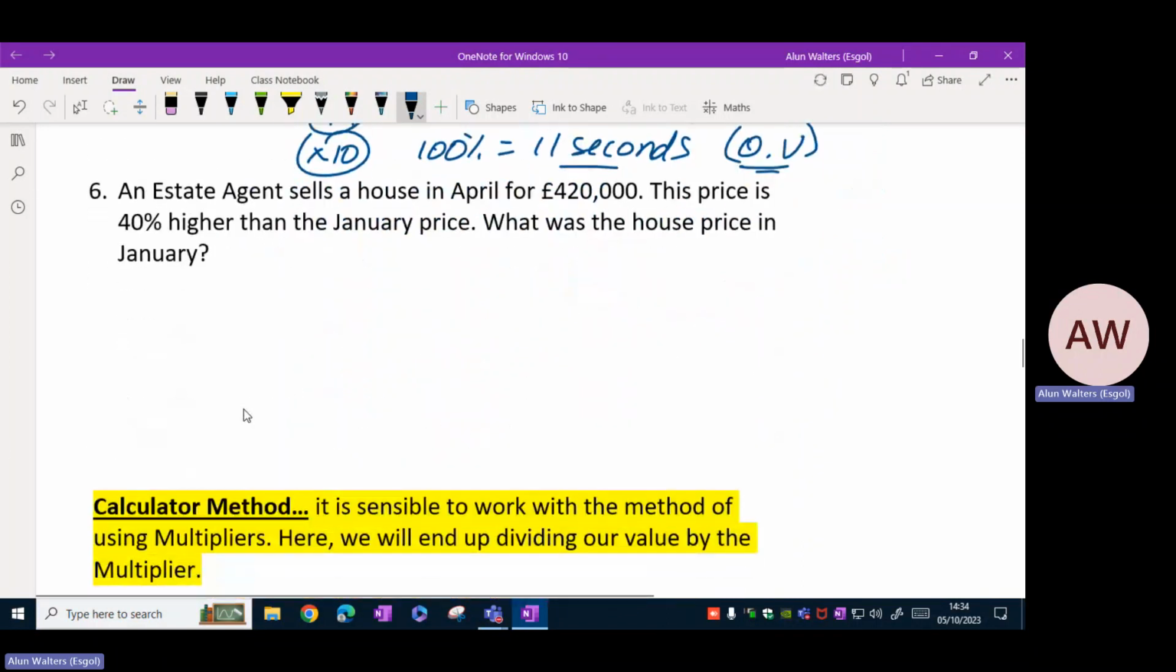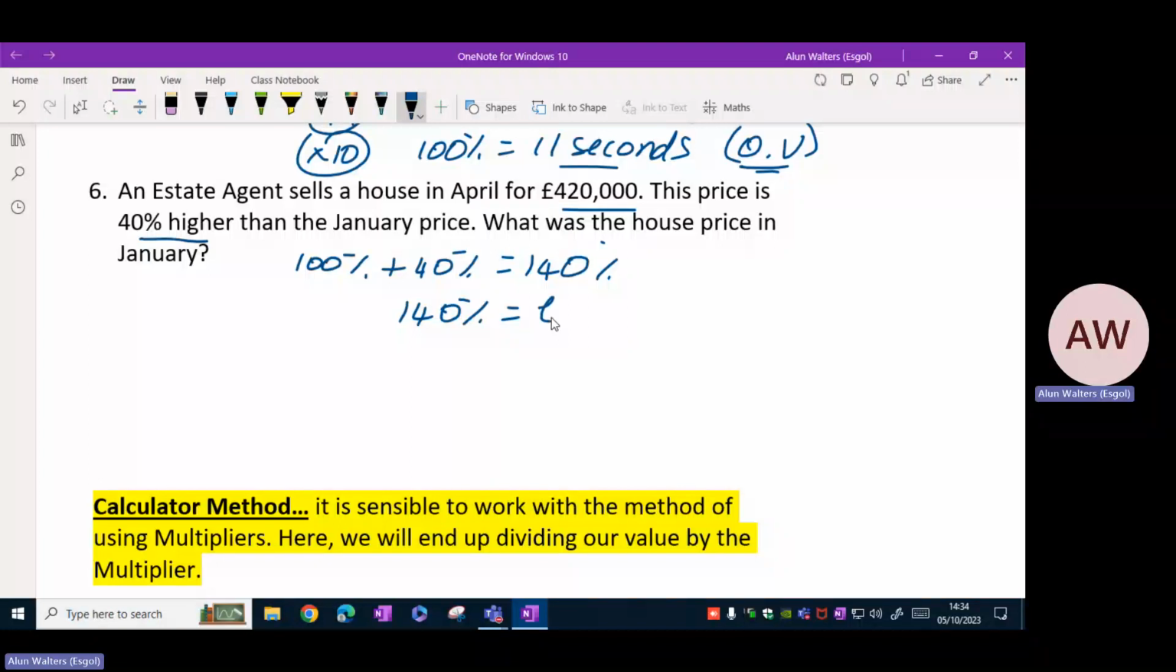The last question: an estate agent sells a house for 420,000. The price is 40% higher, so it's an increase. So we're starting off with 100% plus 40% is 140%. So this new price is 140% of the original price, which we're trying to find. So 140% is worth 420,000.